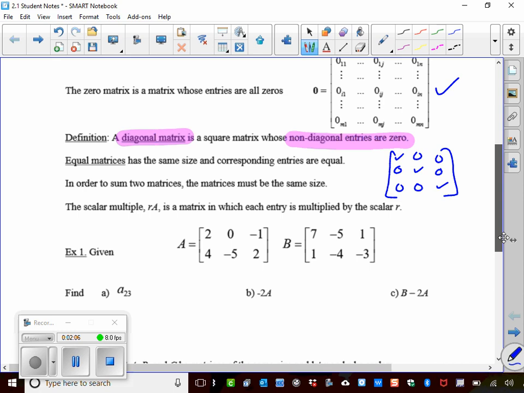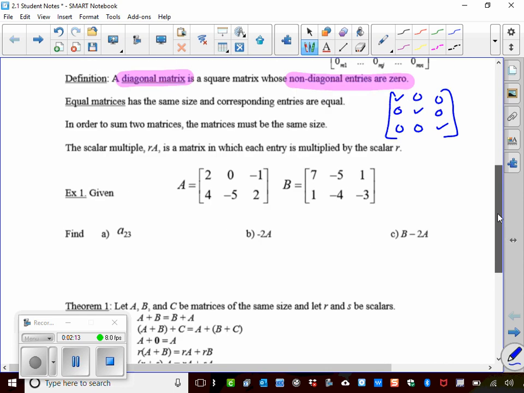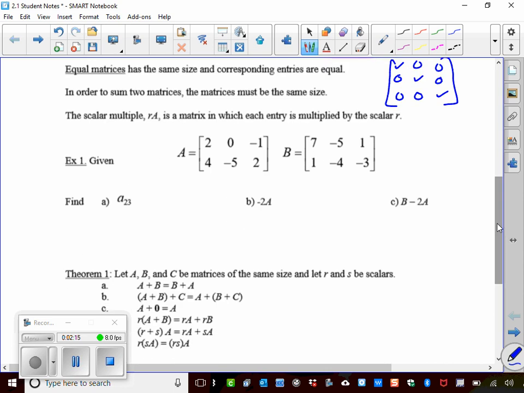Equal matrices, same size and same entries. In order to add or subtract two matrices, you have to have the same size because each one has to have its corresponding spot. Also, there are scalar multiples. That just means you multiply everything in the matrix by that number. All right, so here are some easy little examples.